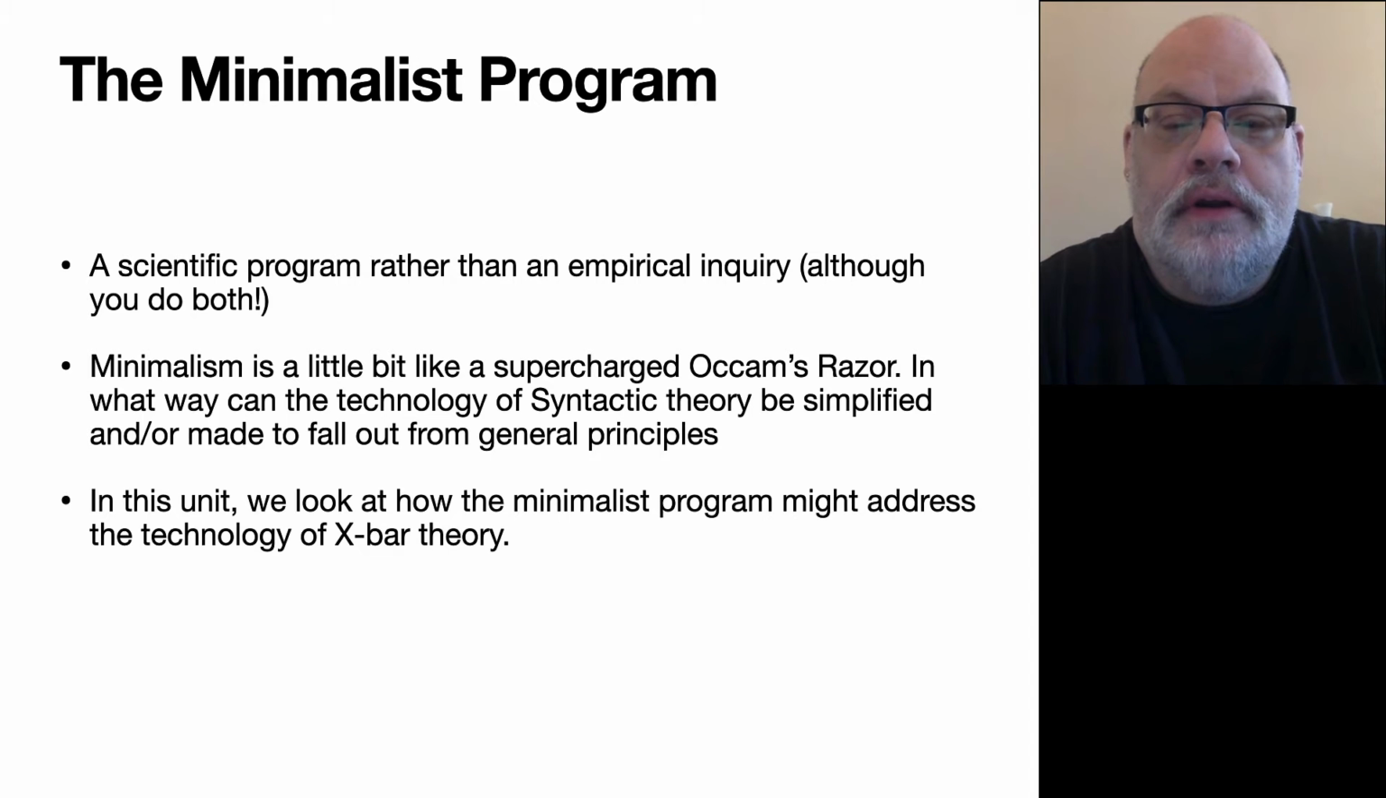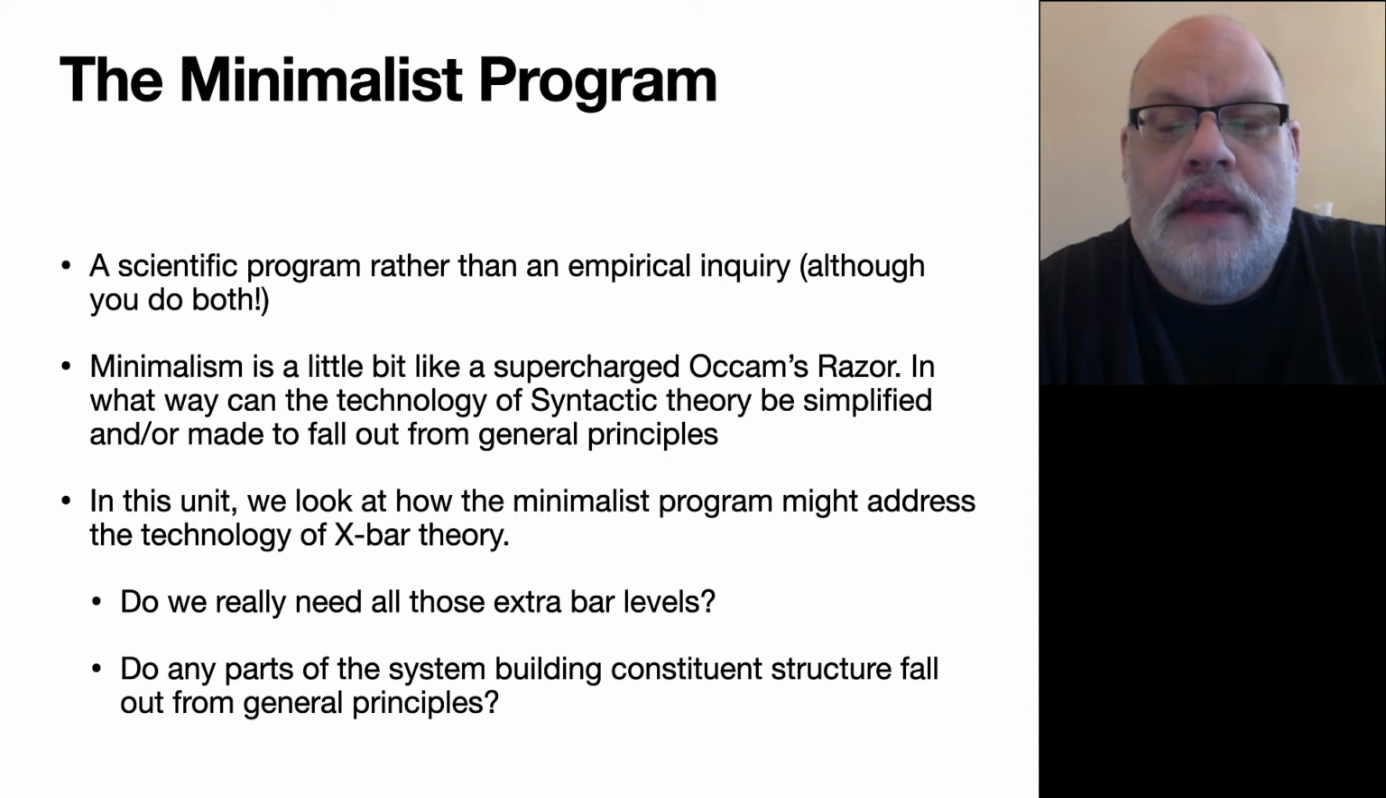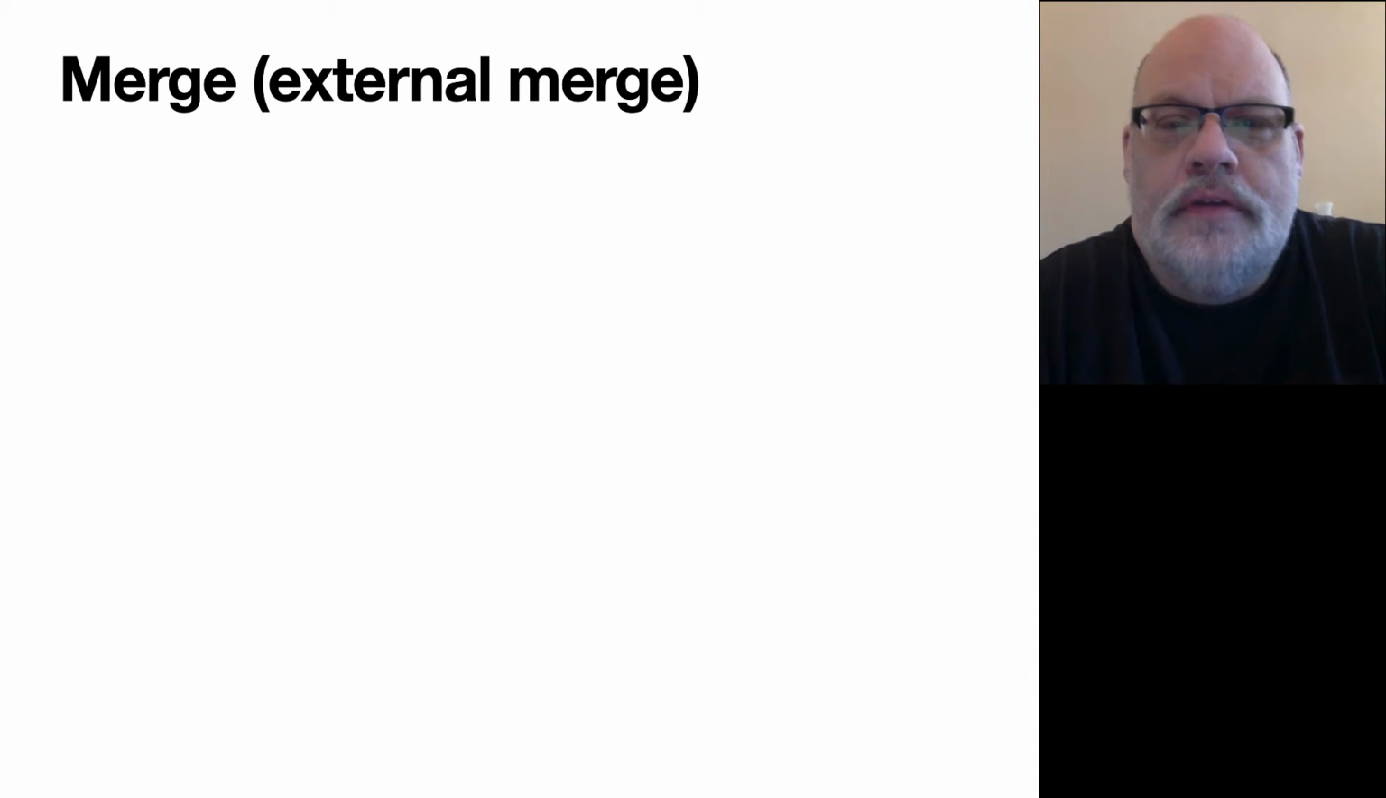So we're going to look particularly at how the Minimalist Program might address these issues in X-bar theory. We're going to ask, do you really need all those extra bar levels that you have to put in? Because those are the things that sort of make you scratch your head and wonder if X-bar theory is on the right track. And the other thing is, we are going to ask, can we make the rules fall out from something more general? And what we're going to claim is that, yes, we can make them fall out from set theory.